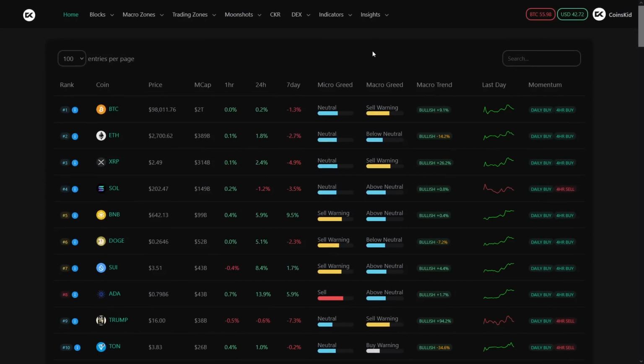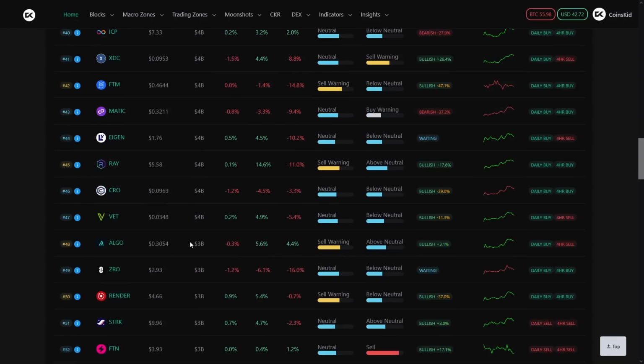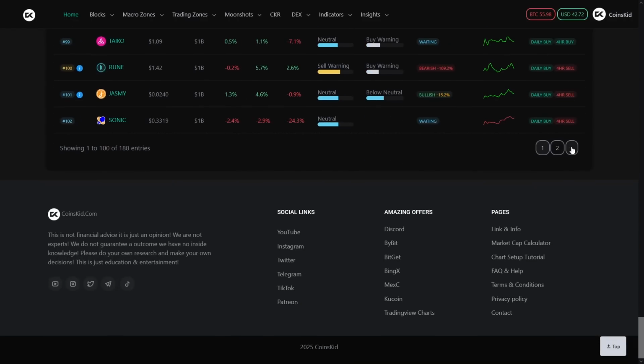Okay, but the CoinsKid cruise, I think it was around last Wednesday or Thursday, I did relay to you using the CoinsKid index right here on CoinsKid.com. This is an index of all the cryptos that we track basically. There's lots and lots of coins. I think we've got roughly 2 pages.